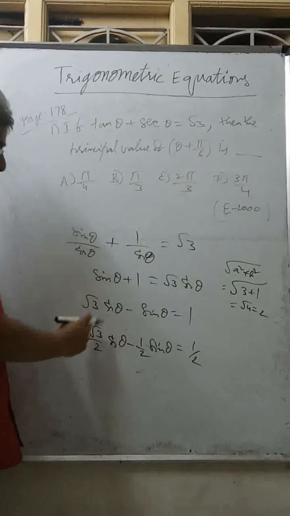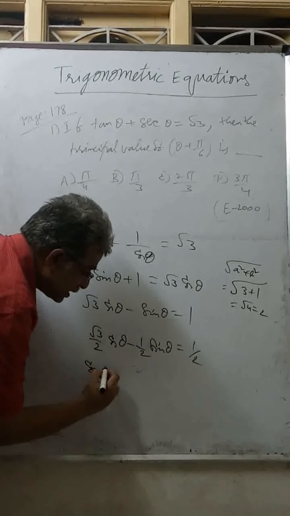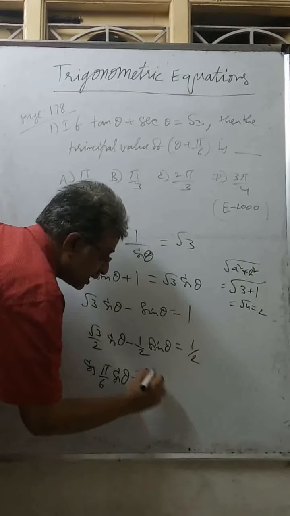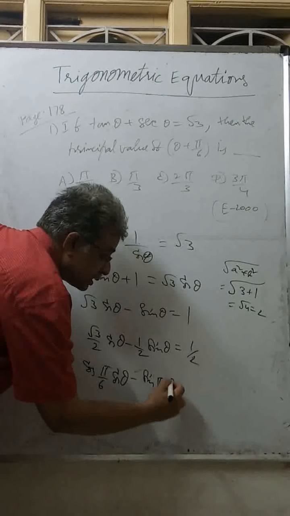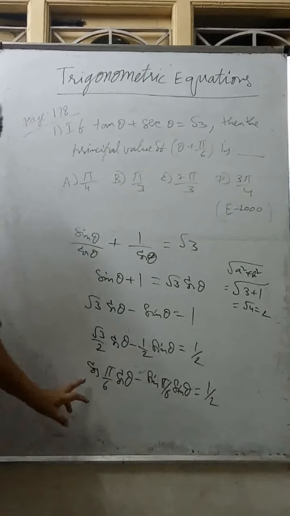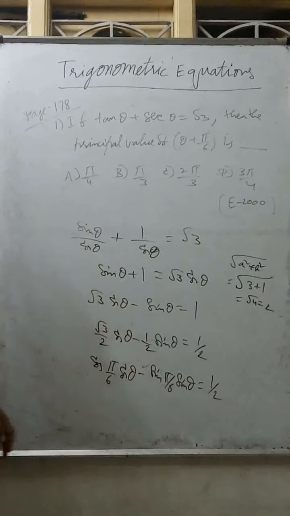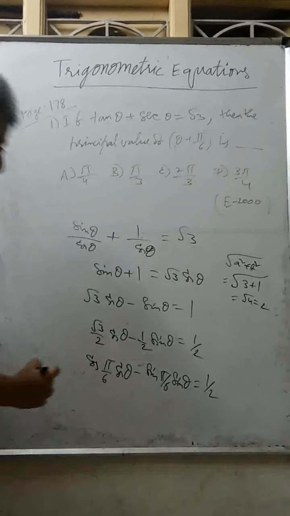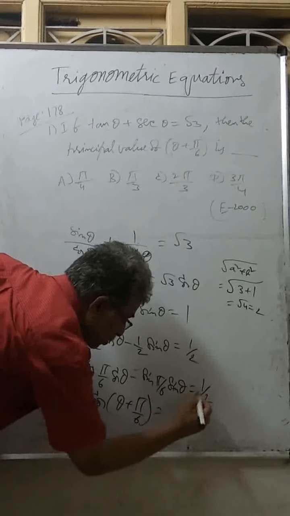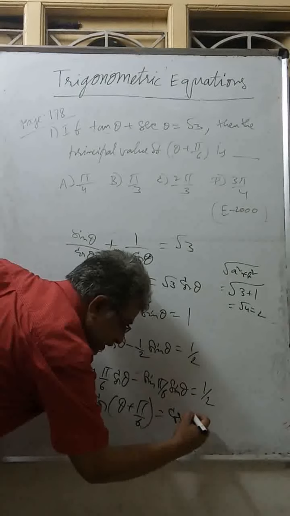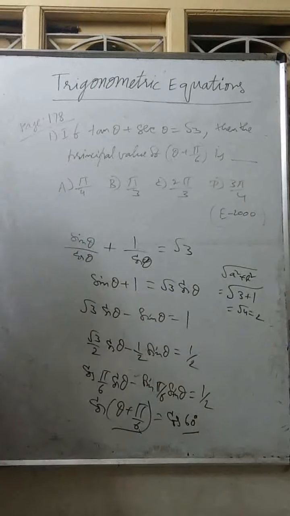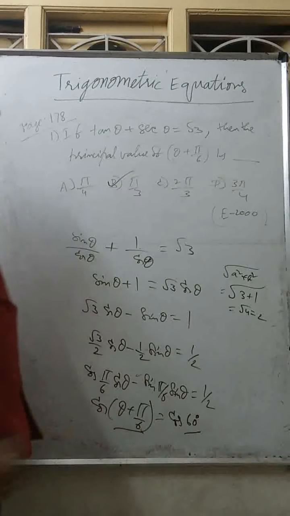Now √3 by 2 I can write as cos 30 degrees or pi by 6, into cos theta, minus sin 30 degrees, 1 by 2, so sin pi by 6 into sin theta, equal to 1 by 2. Now this is cos A cos B minus sin A sin B, which means the cos of A plus B formula. Cos of theta plus pi by 6 equal to 1 by 2. When does cos become 1 by 2? At 60 degrees. So theta plus pi by 6 is 60 degrees, pi by 3. So our answer is B.